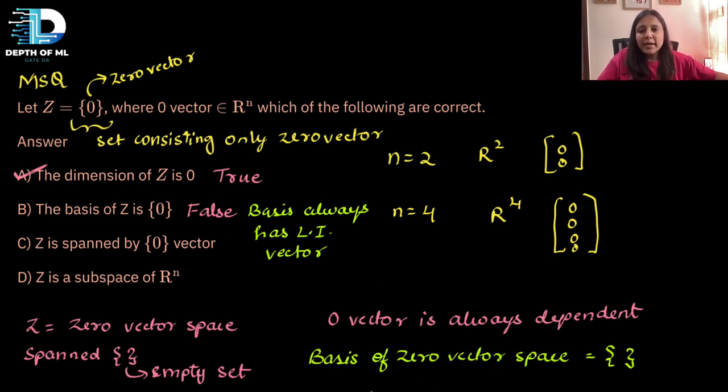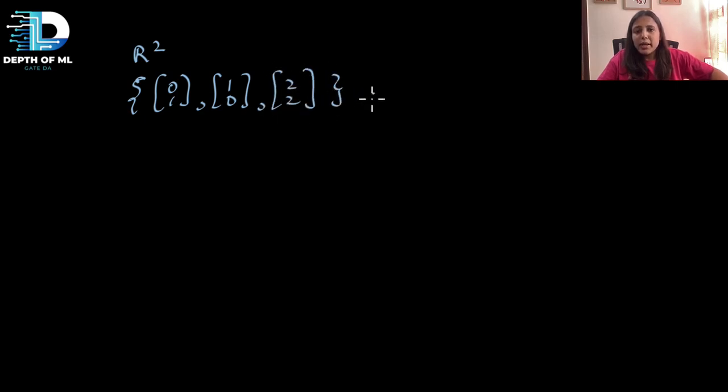Z is spanned by the 0 vector. Now this is correct. When we talk about span, we don't say that we always want linearly independent vectors. To give you an example, say I'm talking about R2. Then I can say that this particular set, (0, 1), (1, 0) and say (2, 2), spans R2 and I will be correct.